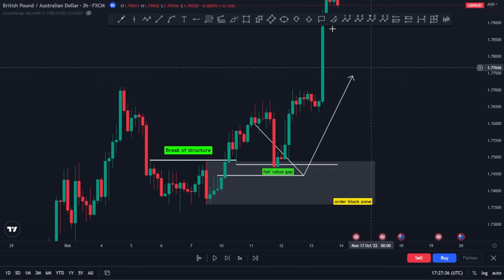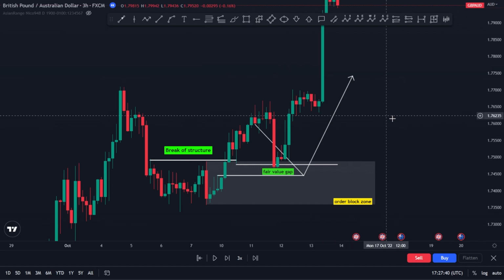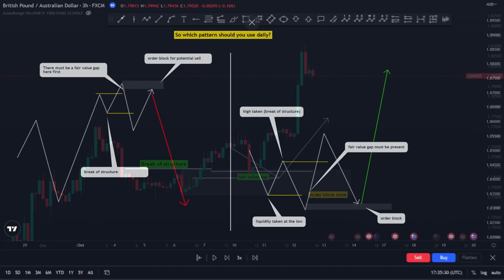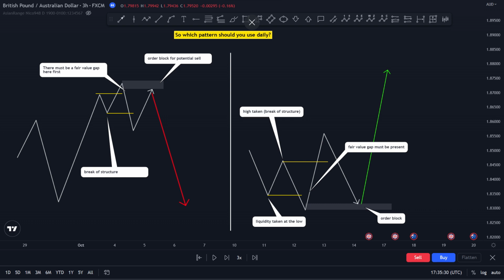Now before we end the video, I would like to show you how your daily setup should look in both bullish and bearish analyses. You can pause the video and write them down so that you can understand when I do two practical examples.